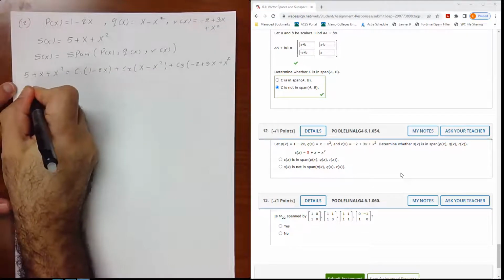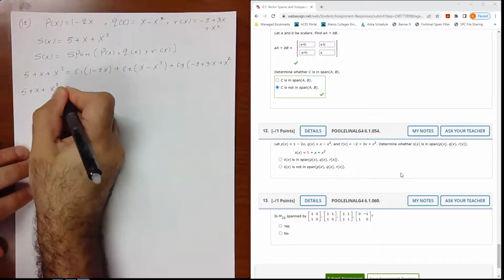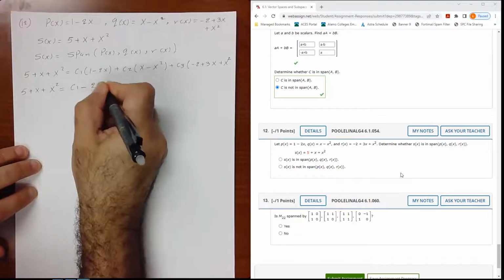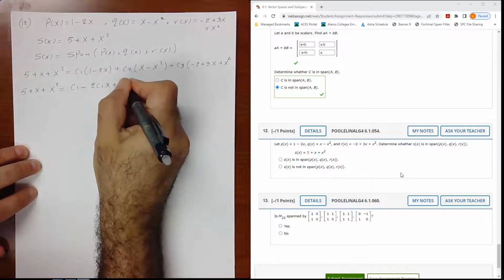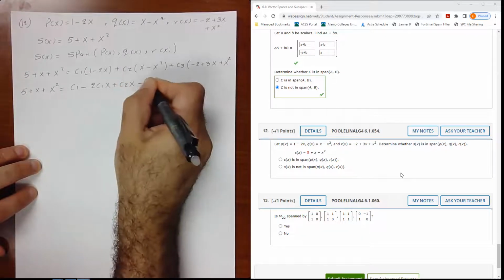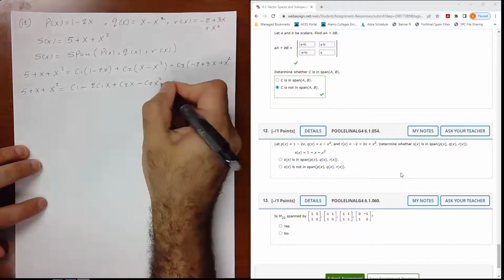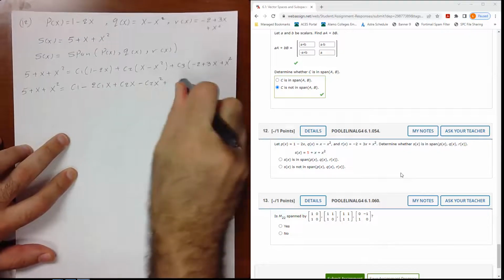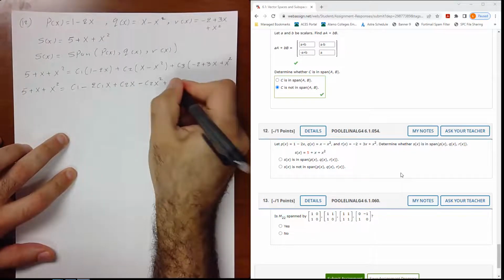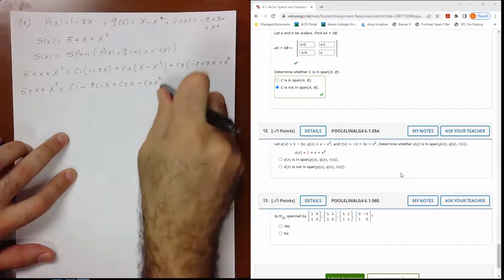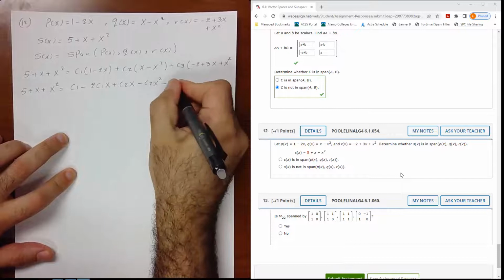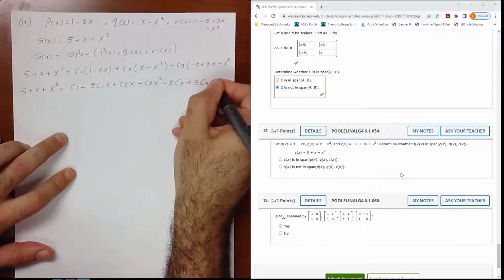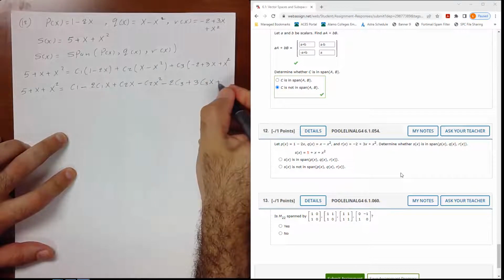So 5 + x squared is equal to C1 - 2C1x + C2x - C2x squared + C3 times -2, which is -2C3, plus 3C3x plus C3x squared.